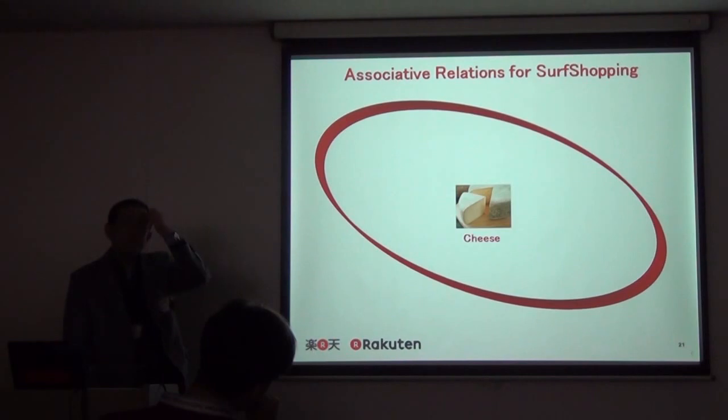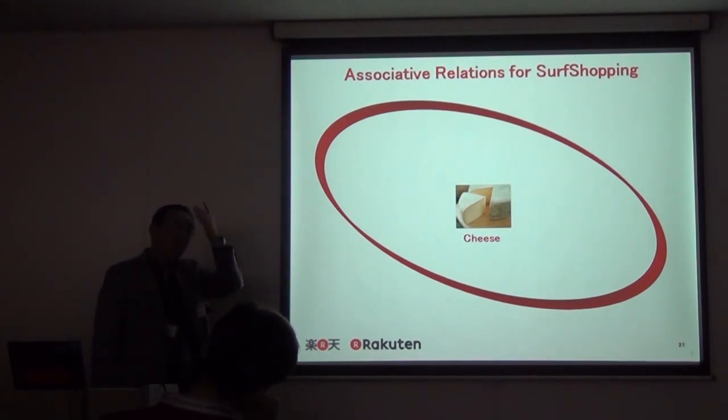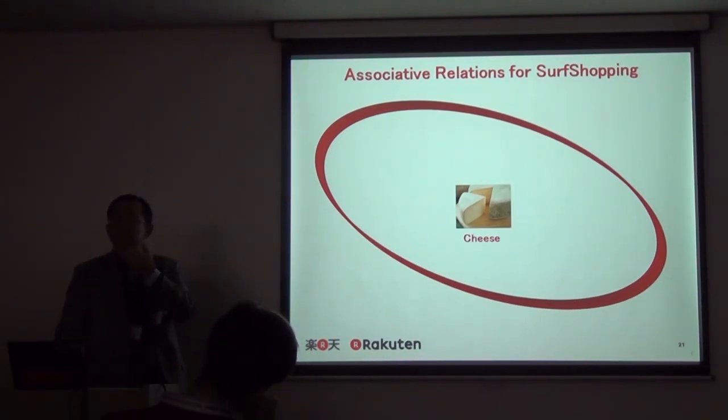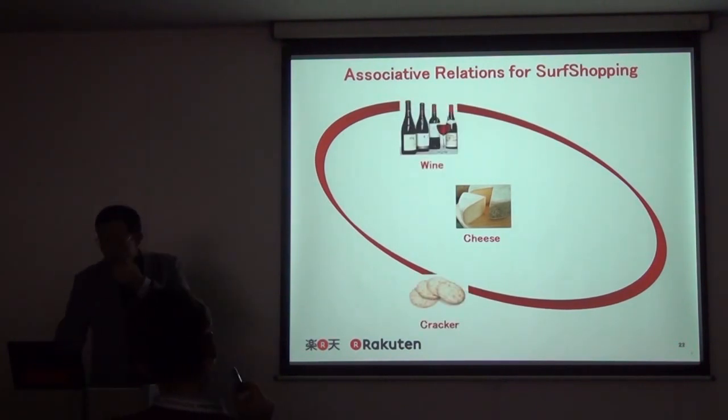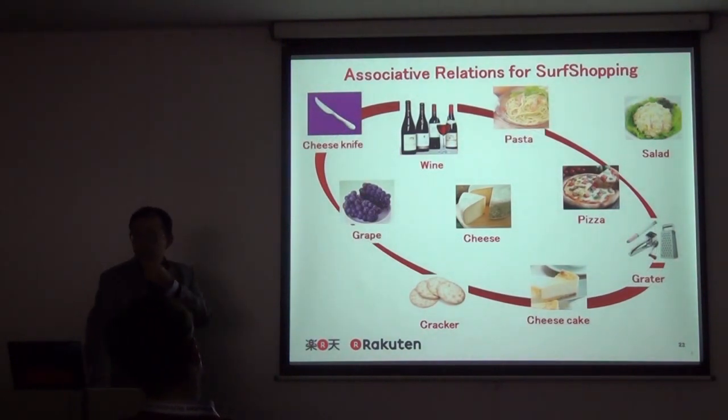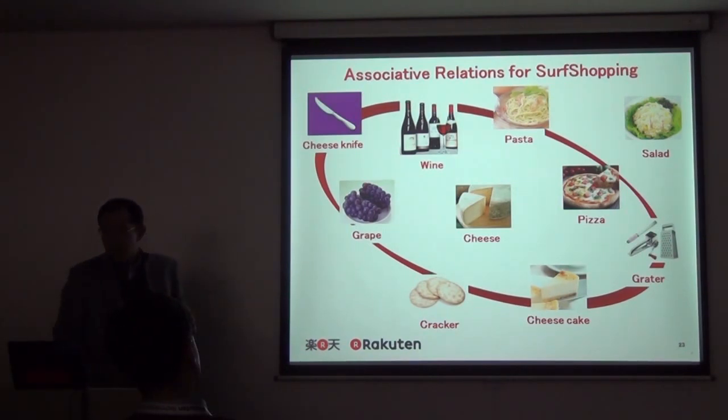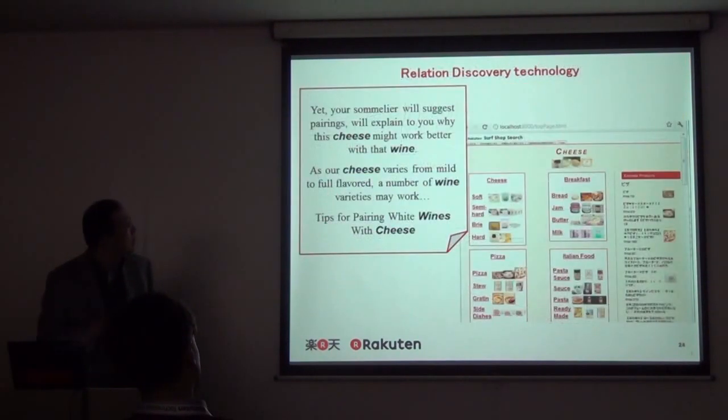Yeah, but if you bought cheese, what do you want to be recommended? Wine. Thank you. Yeah, wine or cracker, or maybe a cheese knife, pasta, salad, pizza, grater, cheesecake, etc. Right? So we want to find this kind of knowledge. And how do we find this? How do we create this knowledge?